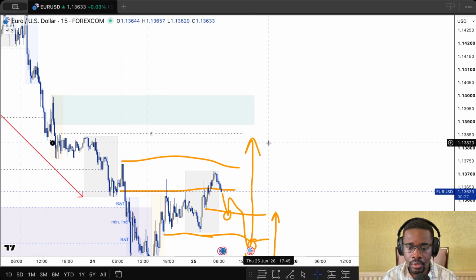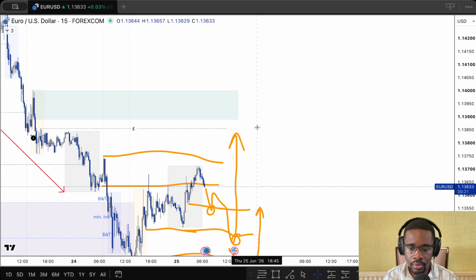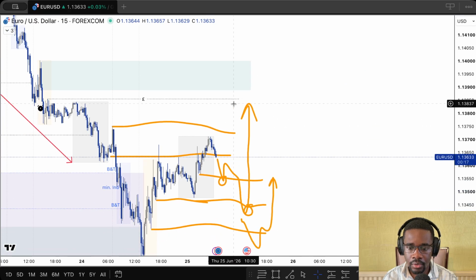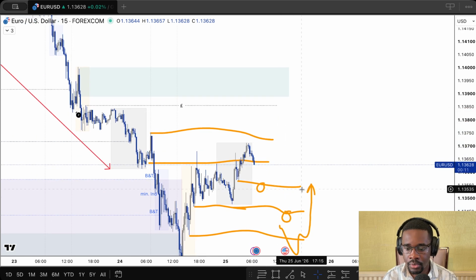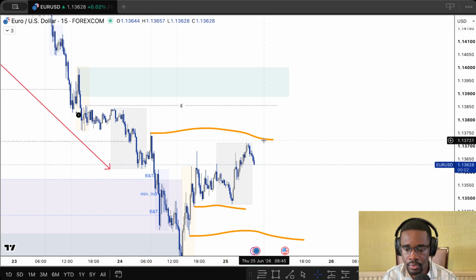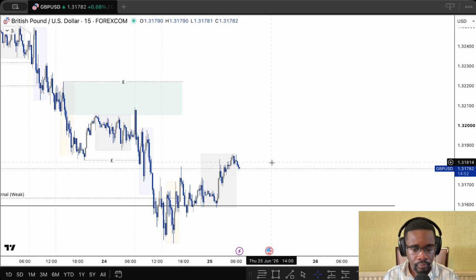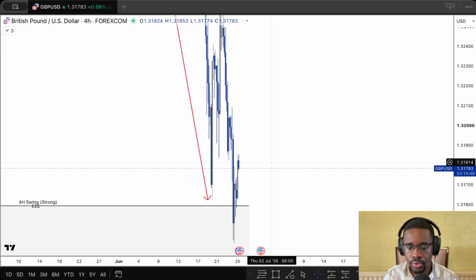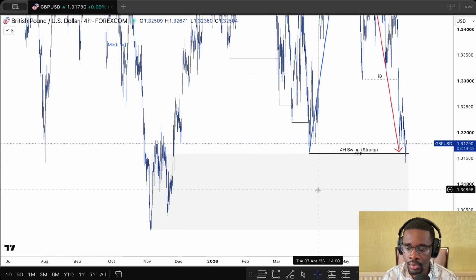So let's see what to expect on GU. Alright, so in GU, looking at 4H, let's start with the 4H. Alright, so GU as well, we've mitigated our extreme.